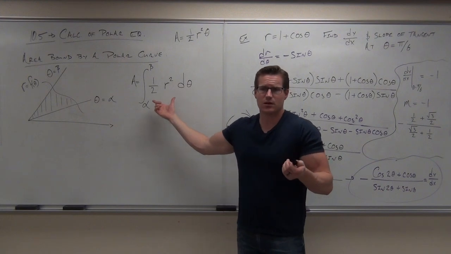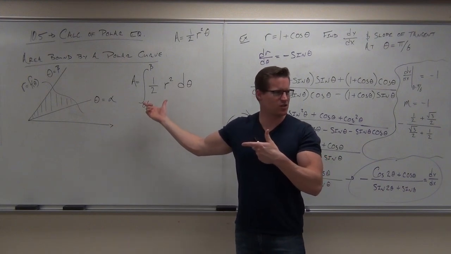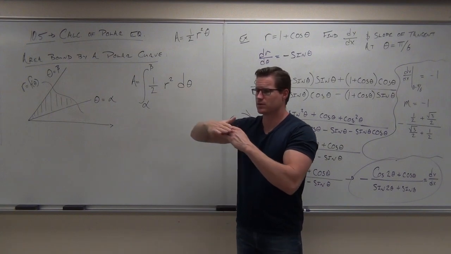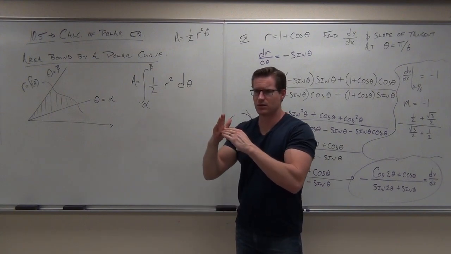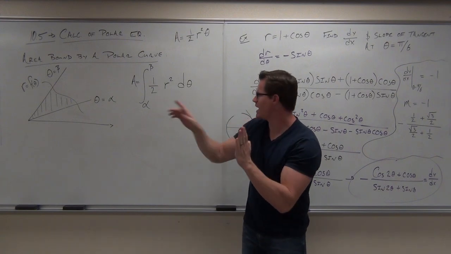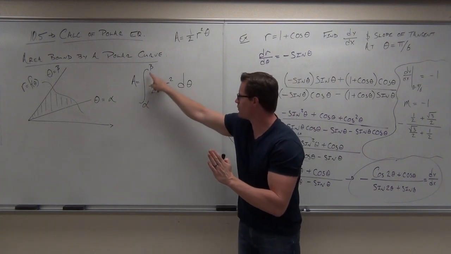It's the area of a sector. Do you see the area of a sector I'm trying to show you here? This is the area of a sector. You're just allowing the angle to change. That's all you're doing here. Make sense? It's cutting this into really little teeny sectors, adding up the sectors from alpha to beta.